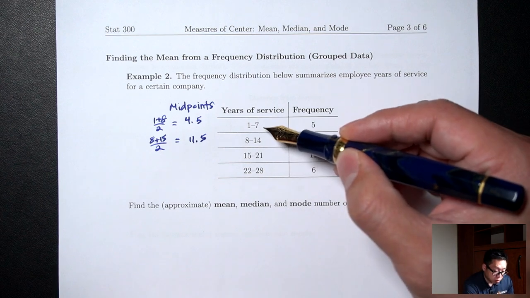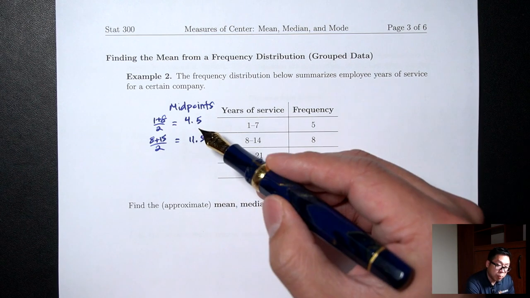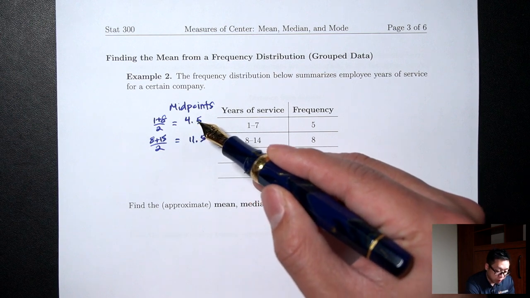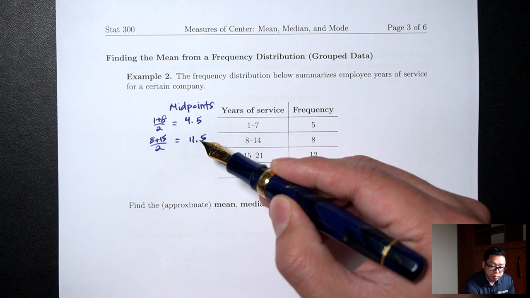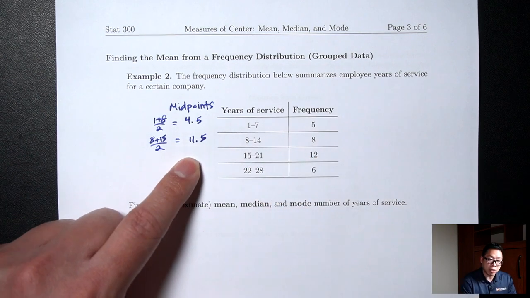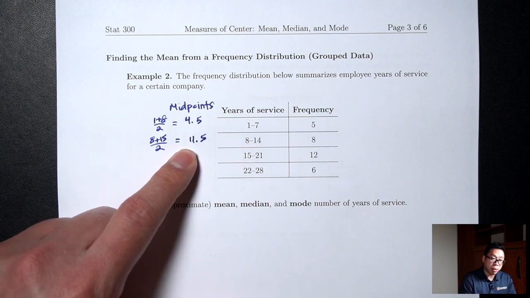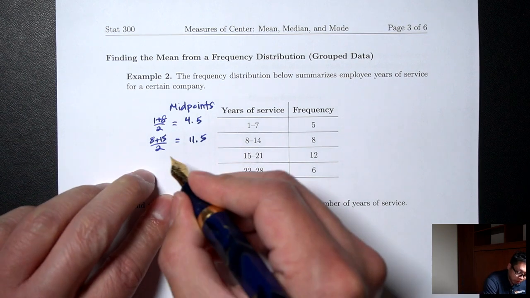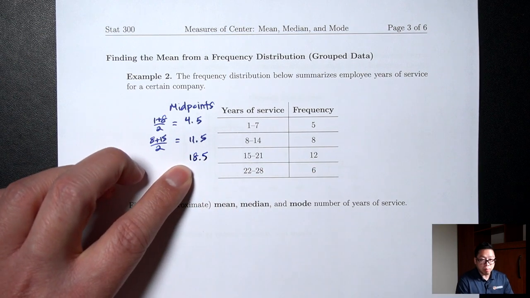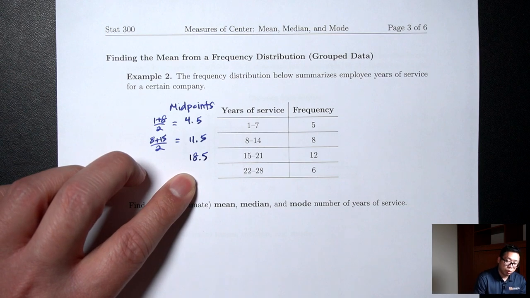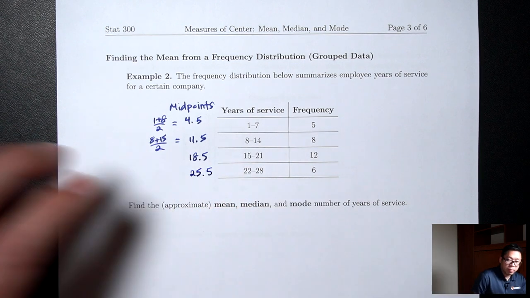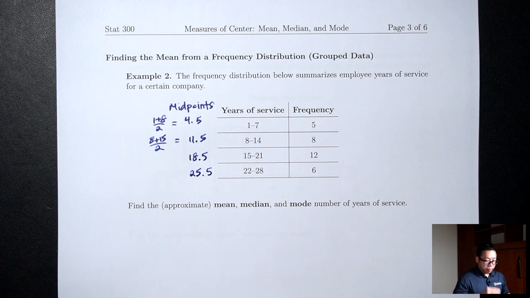All my upper numbers are also going up by 7, which means all my midpoints will also go up by 7. And it is, right? It's 4.5, 11.5. That's 7 away, okay? So all we need to do is just keep on adding 7s and we'll get the rest of the midpoints. So 11.5 plus 7, that's 18.5. 18.5 plus 7, 25.5. And that's my midpoints.